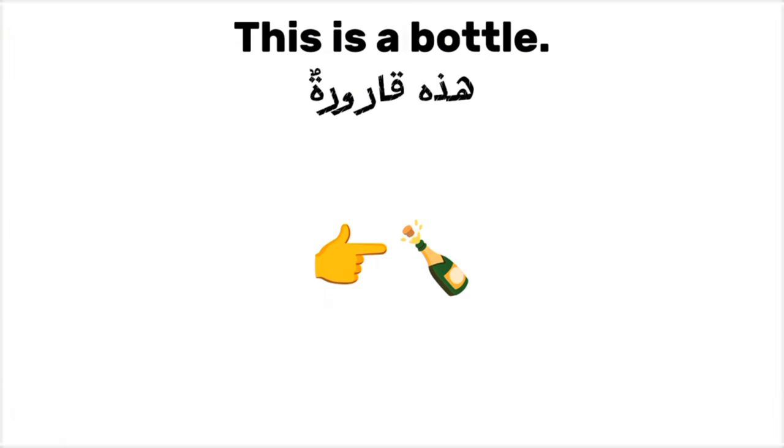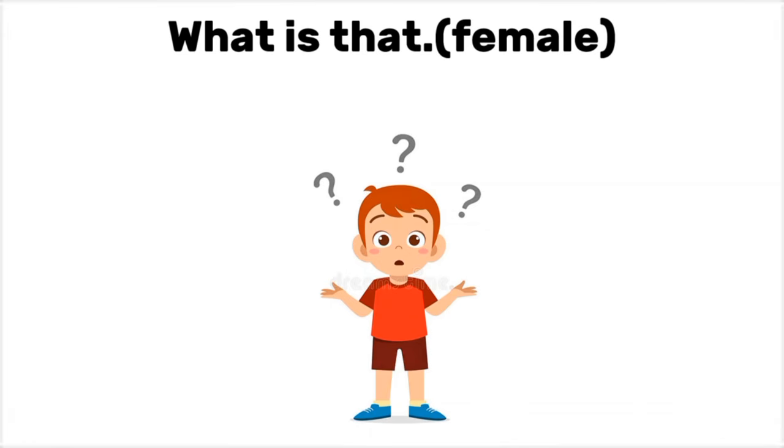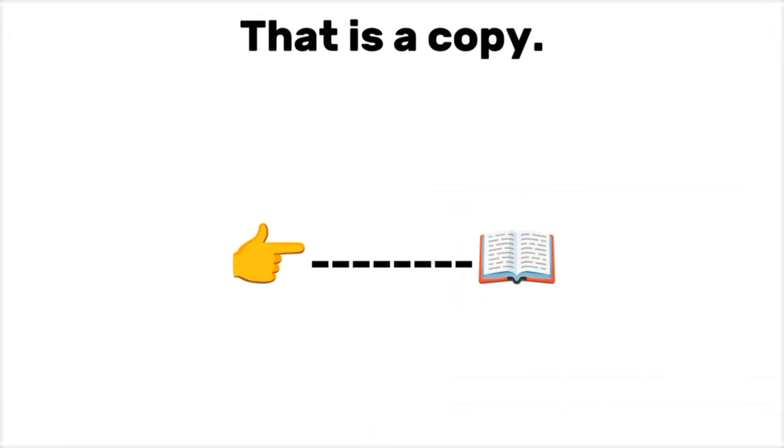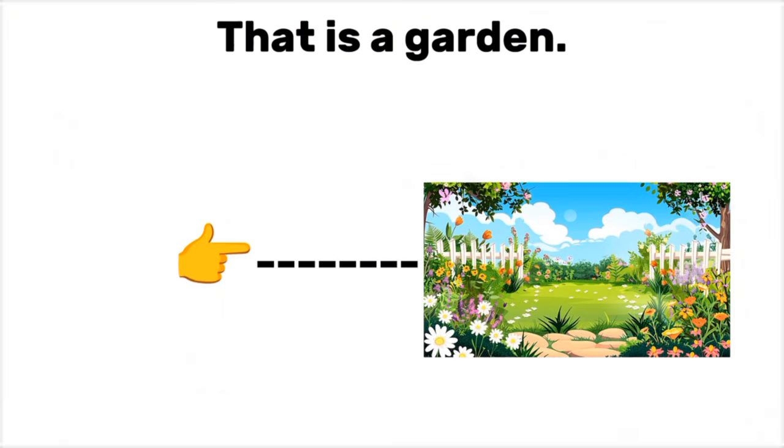Hazihi Qaruratun. This is a building. Hazihi Imaratun. What is that, female? Ma Tilka. That is a copy. Tilka Kurrasatun. That is a tree. Tilka Shajaratun. That is a garden.